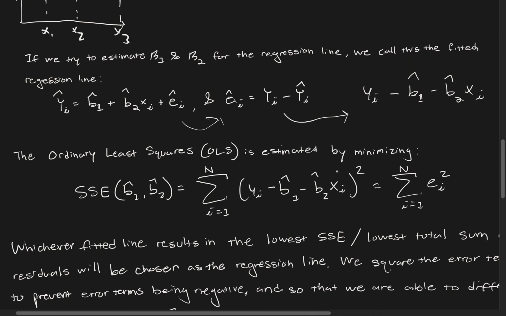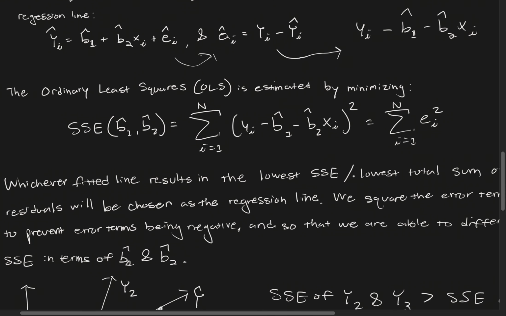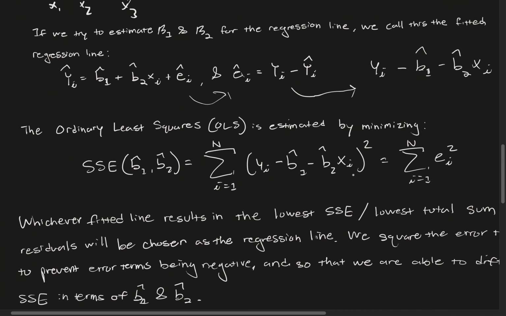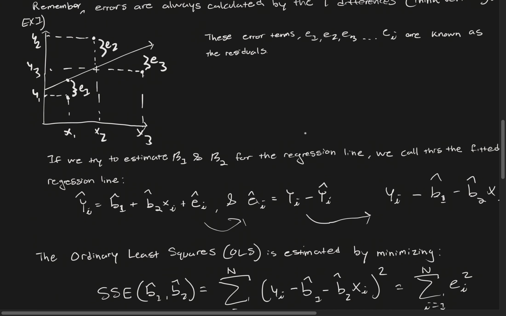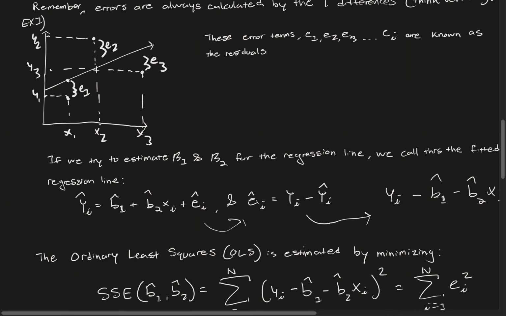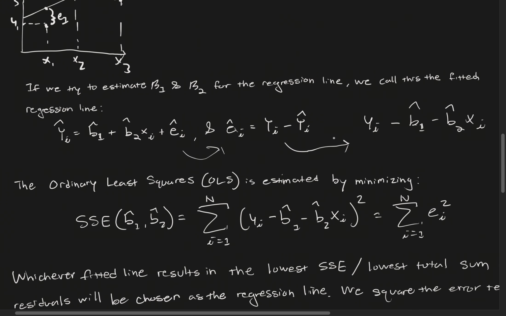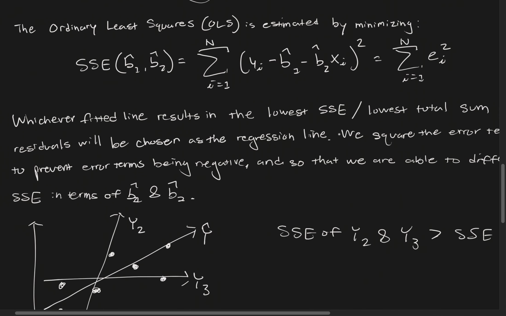Now, we have to be careful that we must square each of the differences because we don't want a negative value. We want the absolute value of all the differences so that we can compare the sum of squared errors for different trials of the fitted line to see which of the lines we fit has the smallest sum of squared errors.